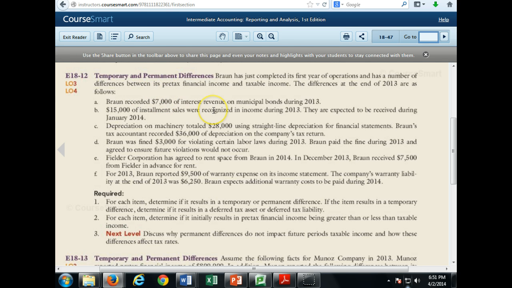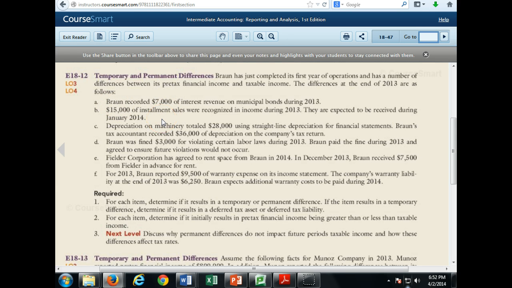Braun recorded $7,000 of interest revenue on municipal bonds during 2013. Is that going to be a permanent difference or a temporary difference? Permanent difference. And in this case, I'm going to number 2 here. For each item, determine if it initially results in pre-tax financial income being greater than or less than taxable income. So if we have $7,000 of interest revenue on municipal bonds, we know it's taxable for financial purposes, not for tax purposes. So is pre-tax financial income less than or greater than taxable income? Greater than.